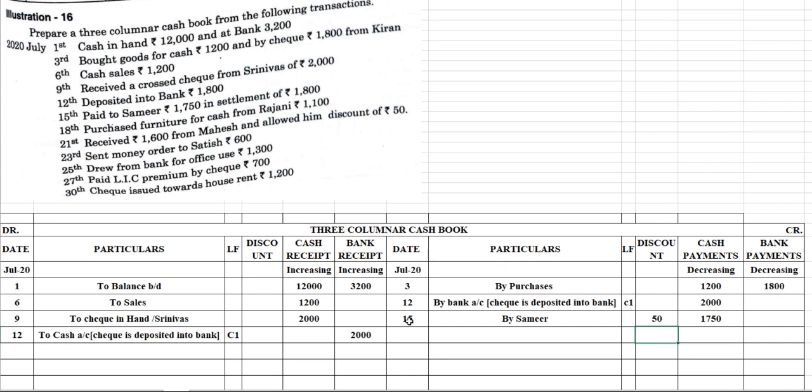Next, on 18th, purchased furniture for cash. Now we have purchased furniture on 18th, furniture, how much? 1,100. 1,100 cash is decreasing.